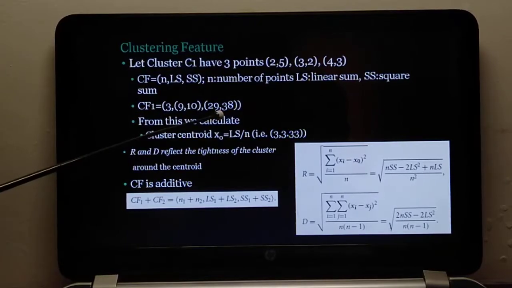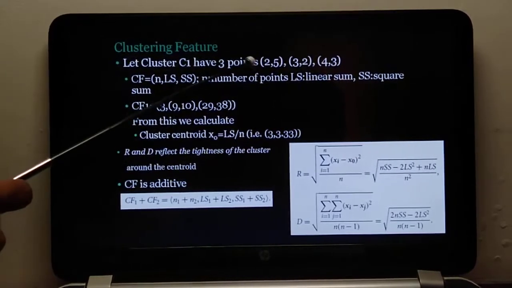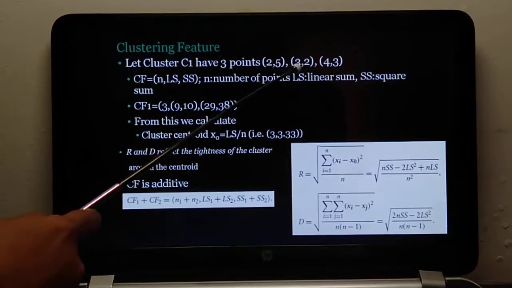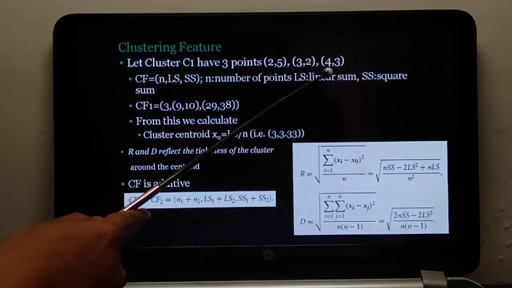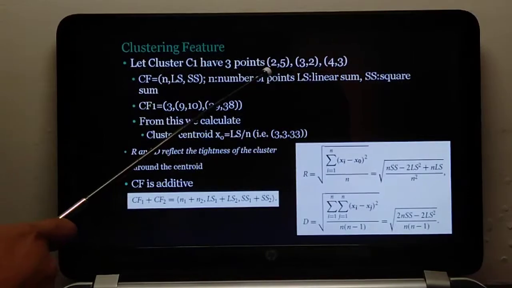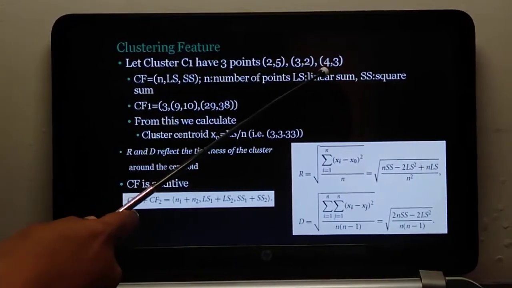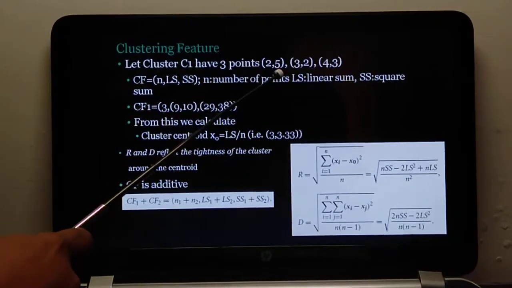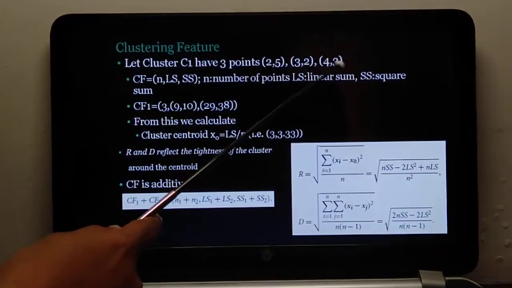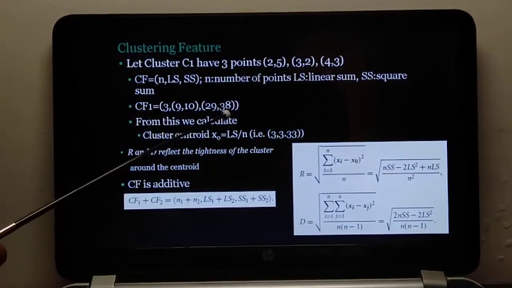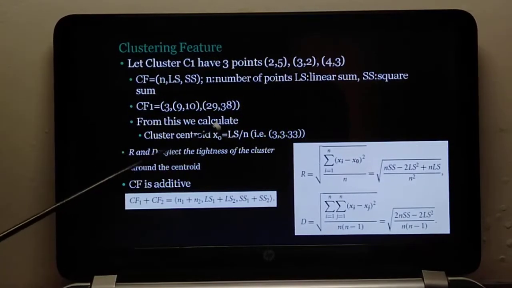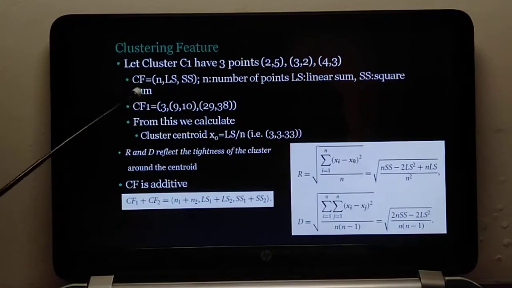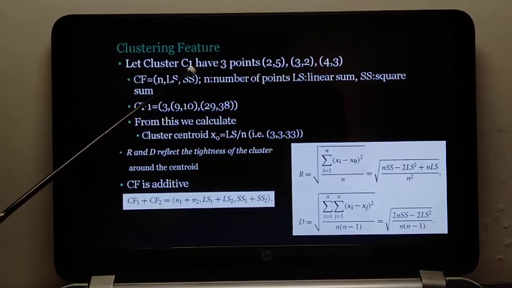Here we have the square sum. So find the square of 2, 4, square of 3, 9, square of 4, 16. So 4 plus 9 plus 16 is equal to 29. Similarly, 25 plus 4 plus 9 is equal to 38. So here we have the sum of squares, SS is (29, 38). Now this CF1 will represent cluster C1.